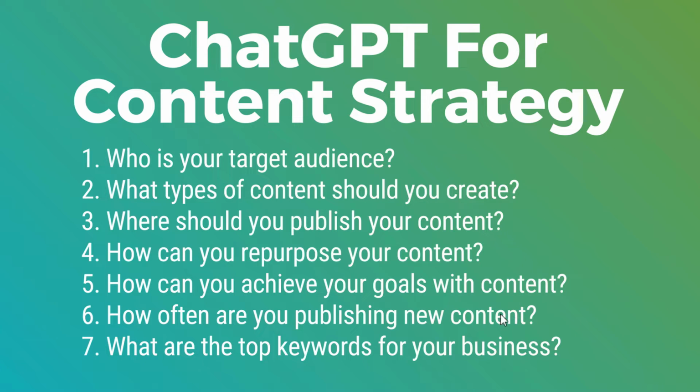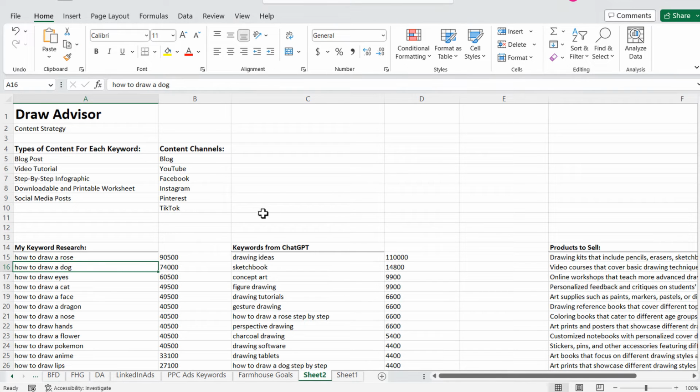So using a lot of the different things in ChatGPT, here is one of the different content strategies they came up with for me. So it's Draw Advisor, types of content for each keyword: blog post, video tutorial, step-by-step infographic, downloadable and printable worksheet. So basically the infographic, people can click on it, opens it into a PDF that they can easily and quickly print from their own printer. And then social media posts, obviously for the different content that I'm creating. Here were the content channels that it recommended to me.